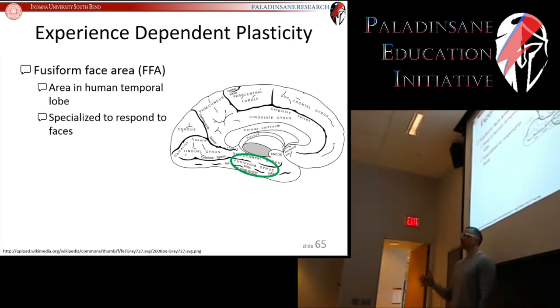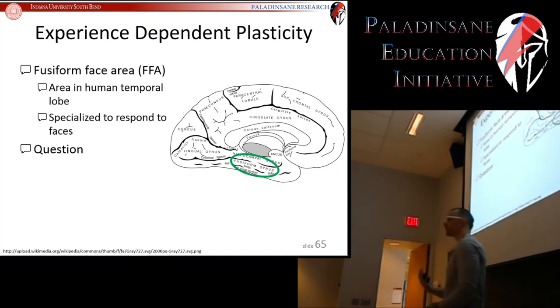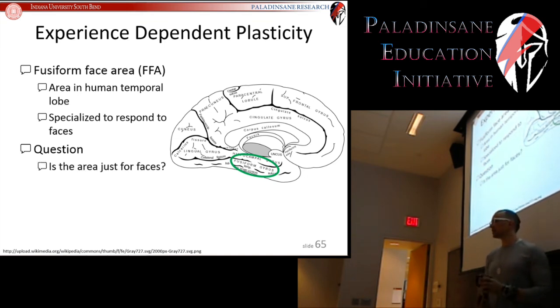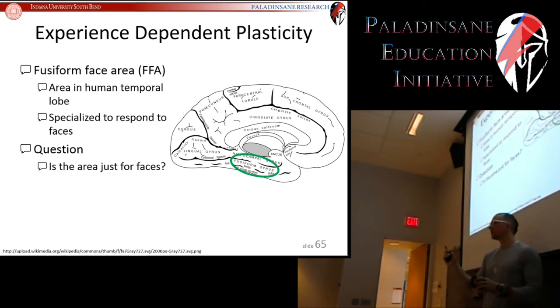This is an area that is believed to be specialized to respond to faces. So it seems to be an area that is specifically dedicated to processing faces in the human brain. So the question that they had is, we found this area that seems to only respond to human faces. The question is, is this area just for faces? Were faces important enough evolutionarily that our brains developed a specific area just for processing faces?